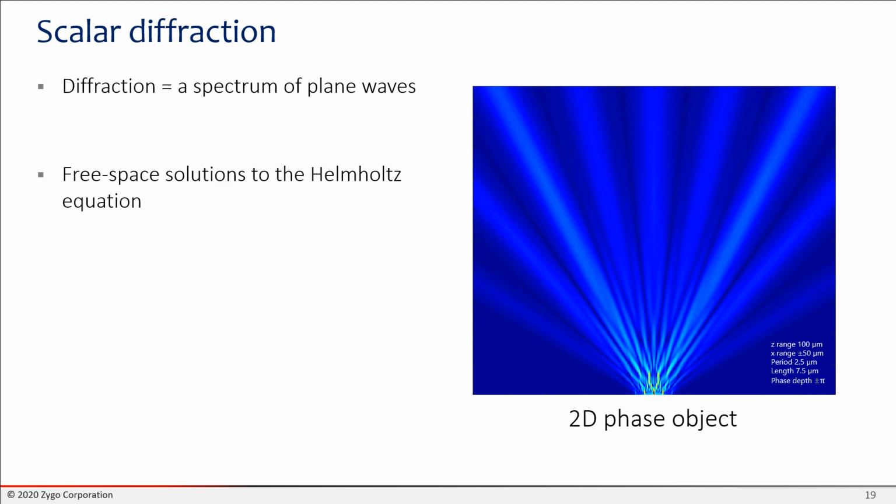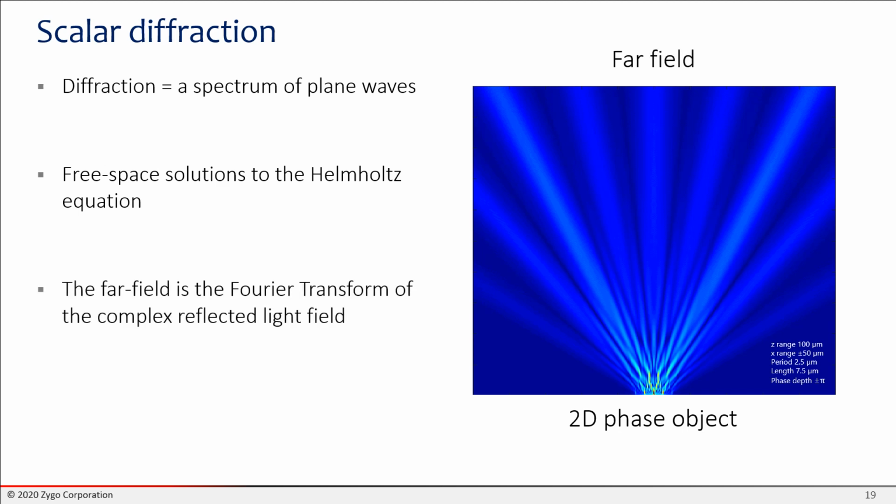The spectrum of plane waves is the Fourier transform of the complex reflected field. And in the far field of this scattering pattern, you see something that actually corresponds to this Fourier transform of the complex reflected light field. And of course, in an optical system, we usually use lenses and mirrors and so forth to create the far field without going off to infinity. But that's the basic idea.